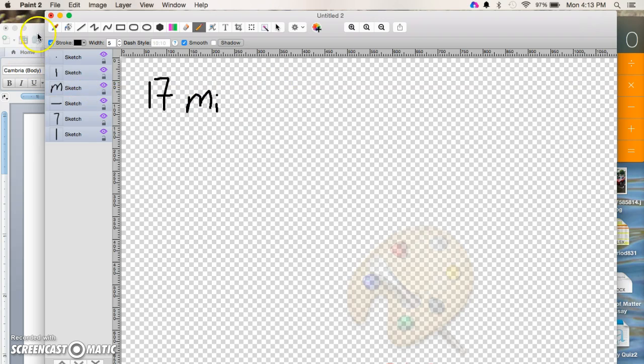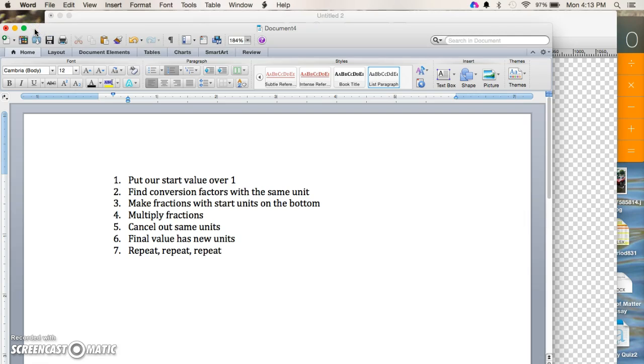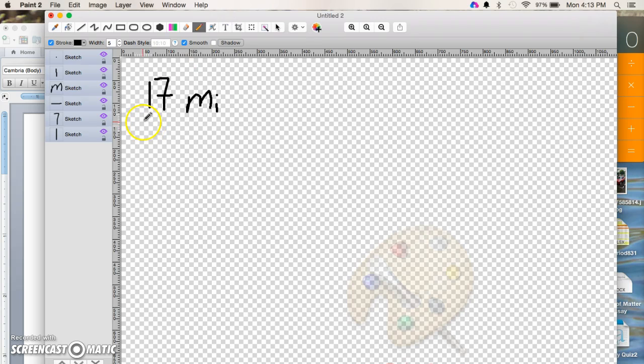So what do we do first? Let's look back here. We put our start value over 1. Okay, so we have 17 miles, and we're going to put that over 1. Ta-da! Easy peasy lemon squeezy, as they say. So let's make sure, if we haven't already done this, everybody is writing this down. Some of us did not do this on Friday, so let's make sure we're writing this down. Even if you've already done this, go ahead and write it down anyways, because it's great practice.